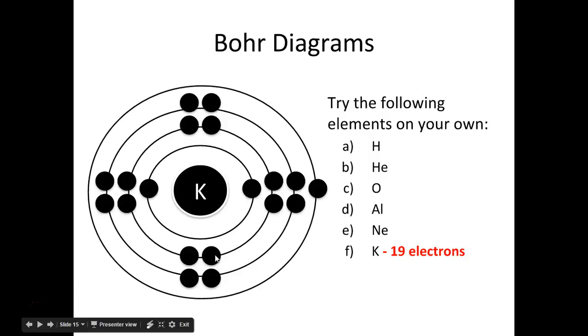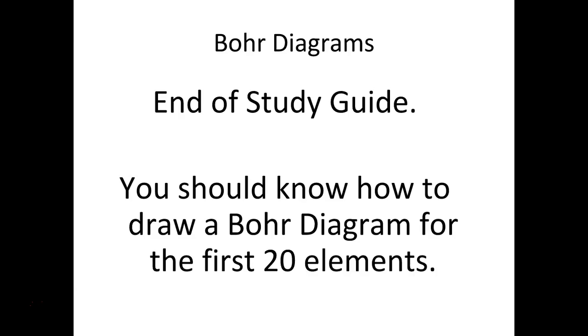And since that was only 4 and I need 8 in this shell, I would keep on going backwards around the clock. And then we end up with these electrons in pairs, which is going to help us when you start looking at how atoms bond to each other. So you should be able to draw Bohr diagrams for the first approximately 20 elements on our periodic table. If you have questions, let me know.